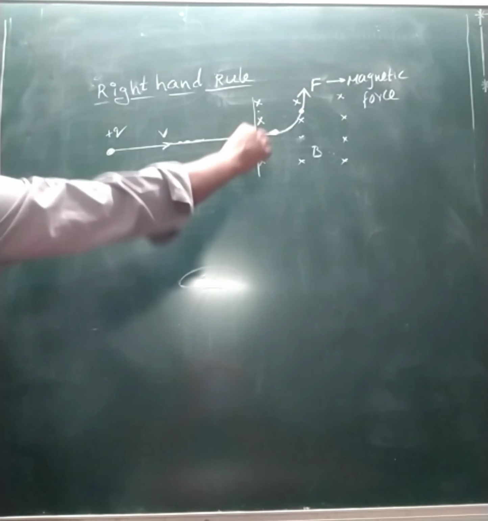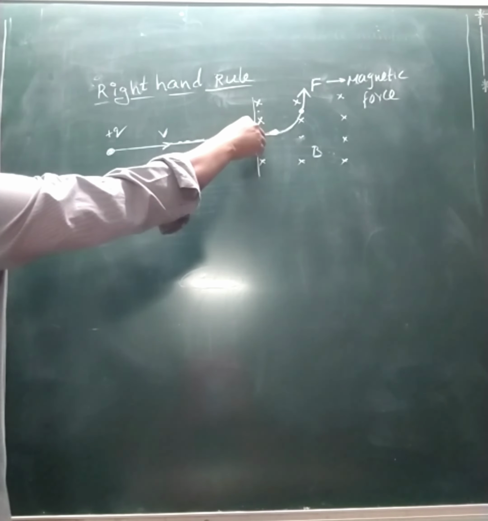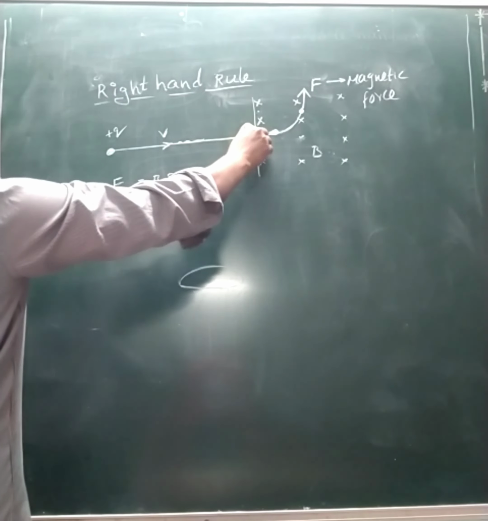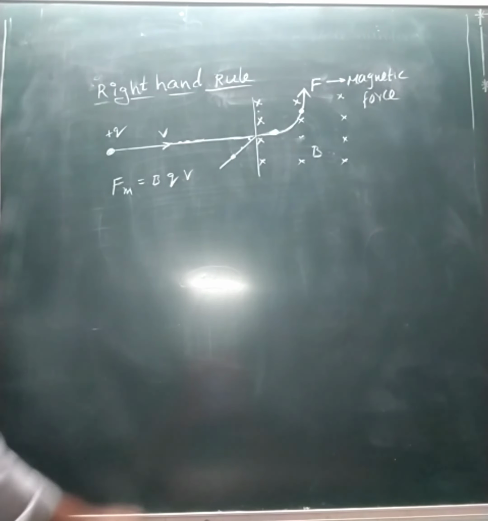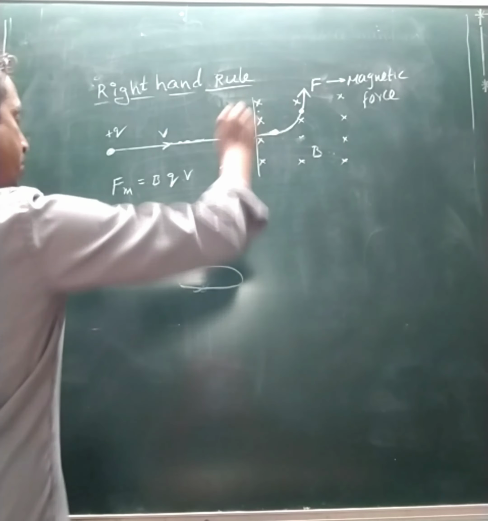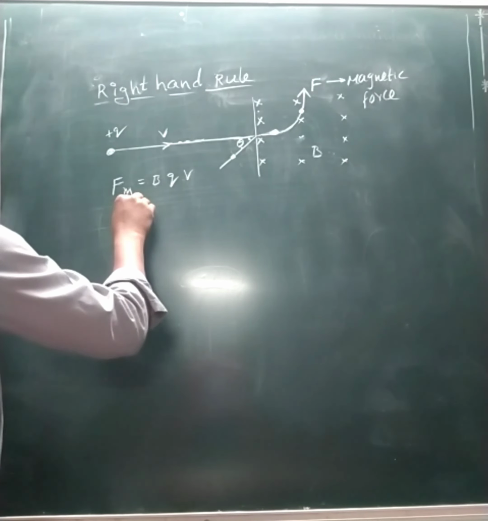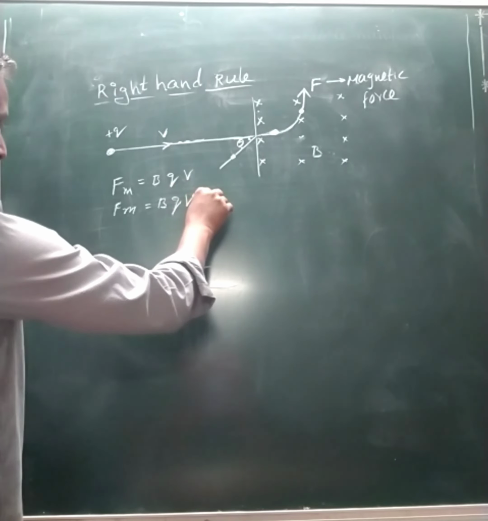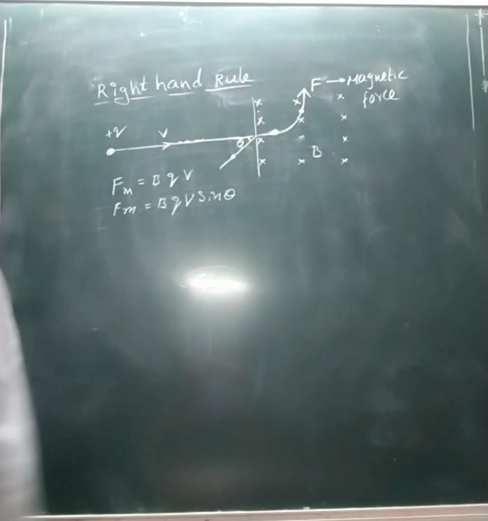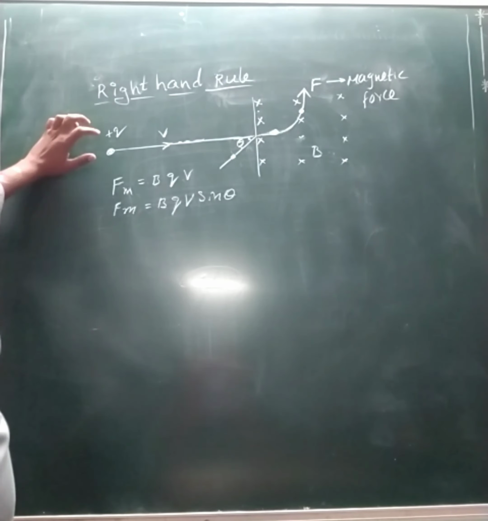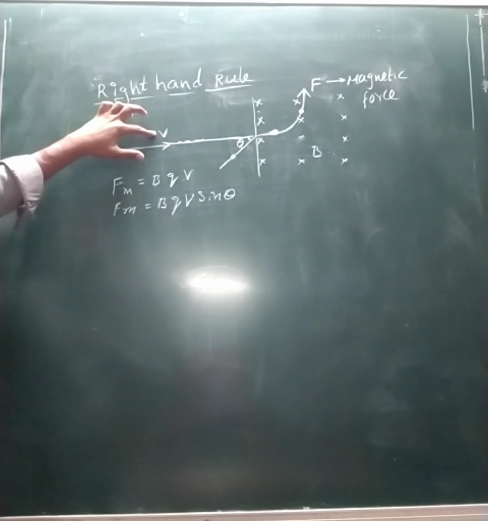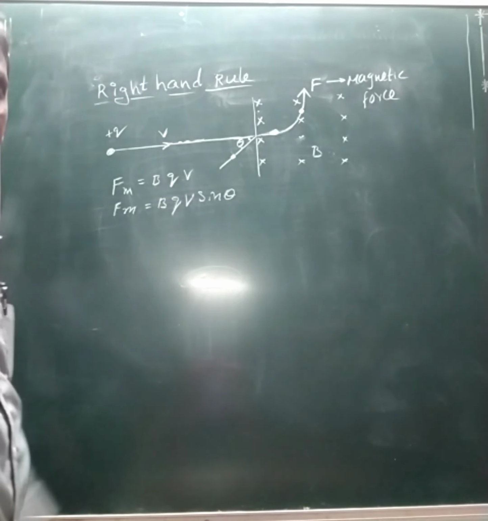BQV. Suppose the charge enters making a certain angle with this. Then what is the formula related to this? Means the magnetic force Fm is equal to BQV sin theta, where Q is the charge, V is the velocity and B is the magnetic field.